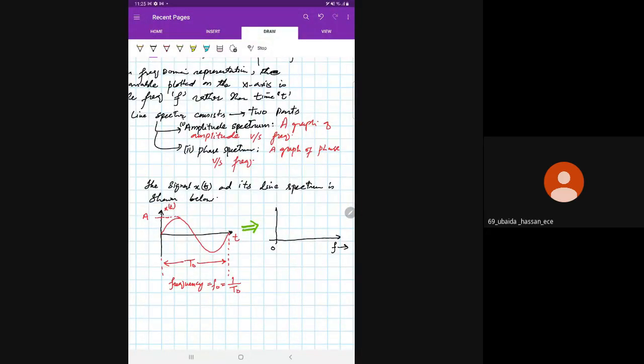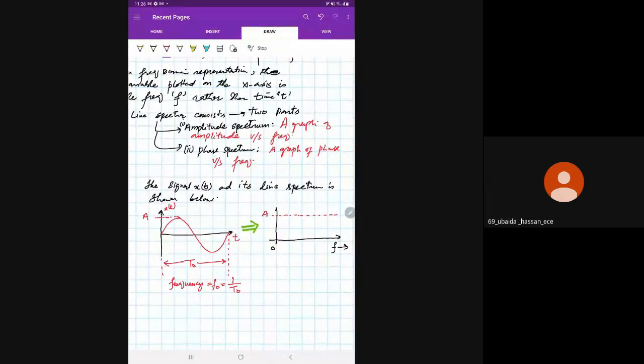In amplitude spectrum, we plot amplitude versus frequency. What is the amplitude of the signal? It is A. Amplitude of the signal is A. So we'll mark it somewhere. Say for example, this is A. A is the amplitude.